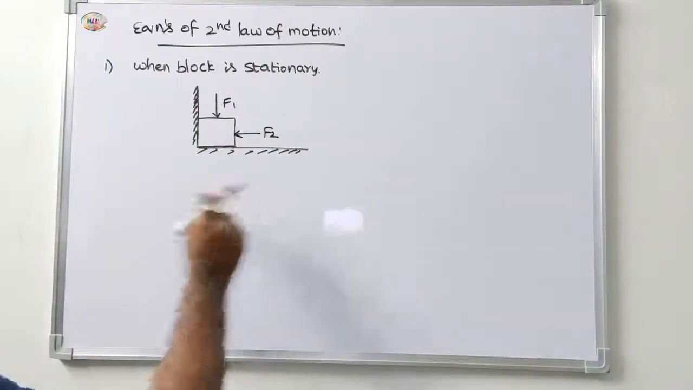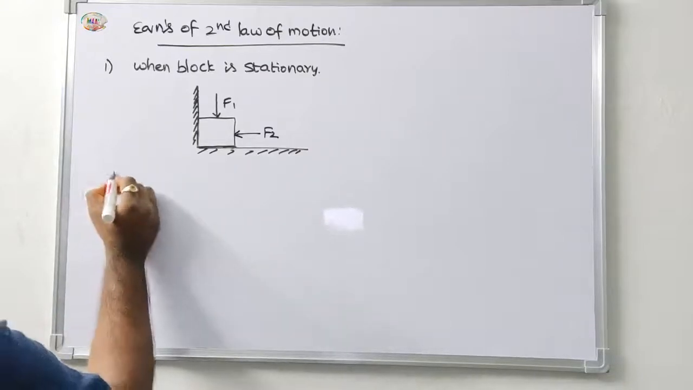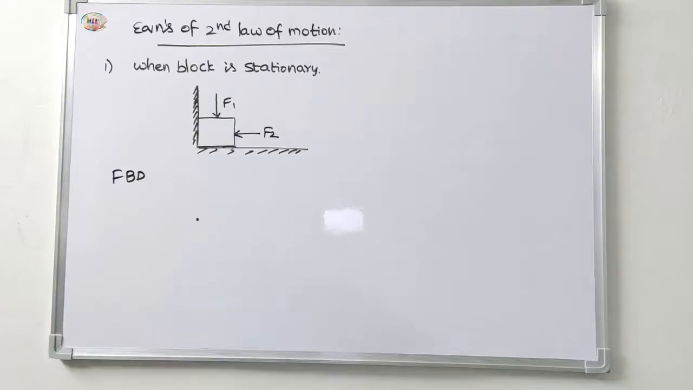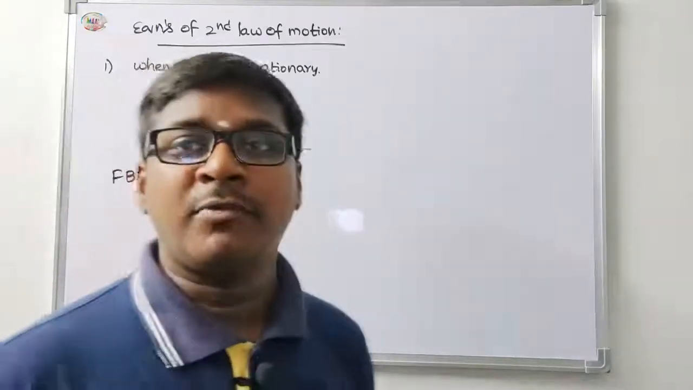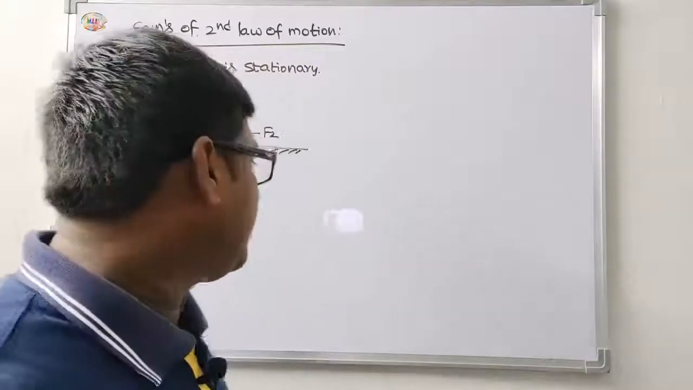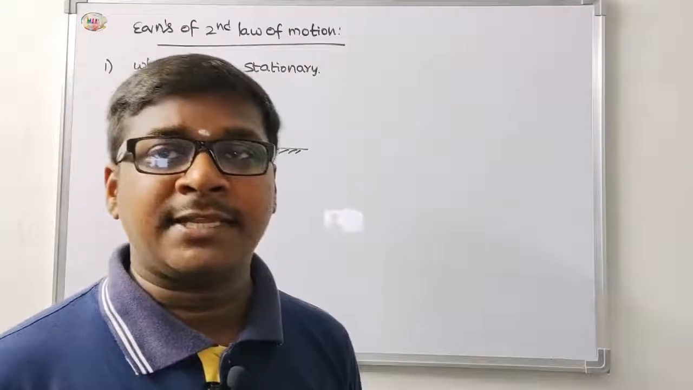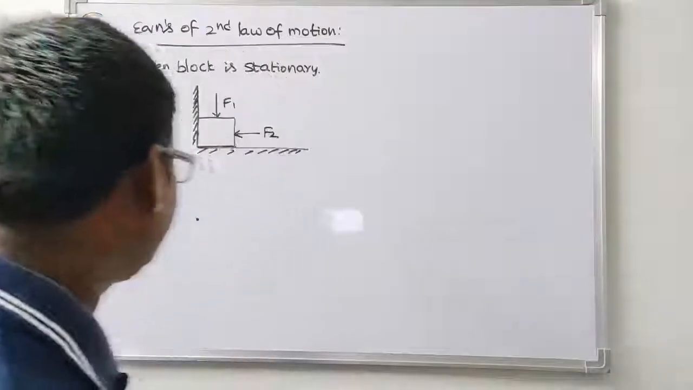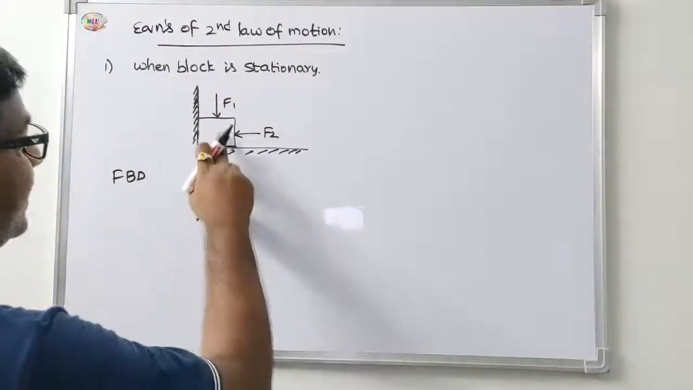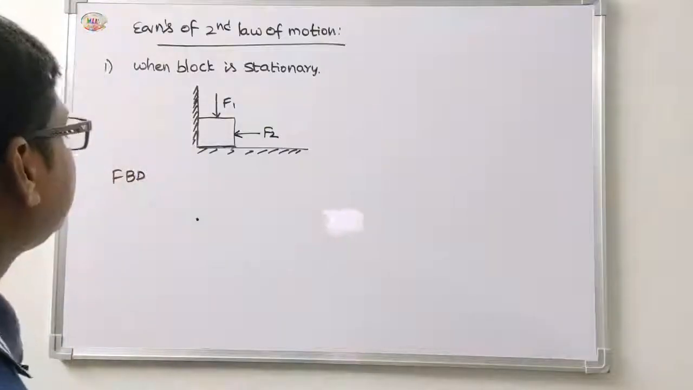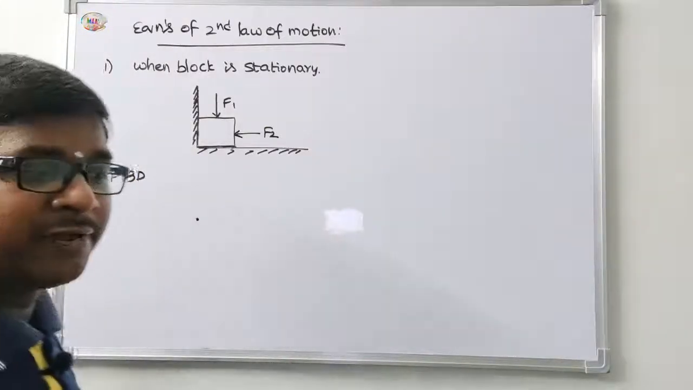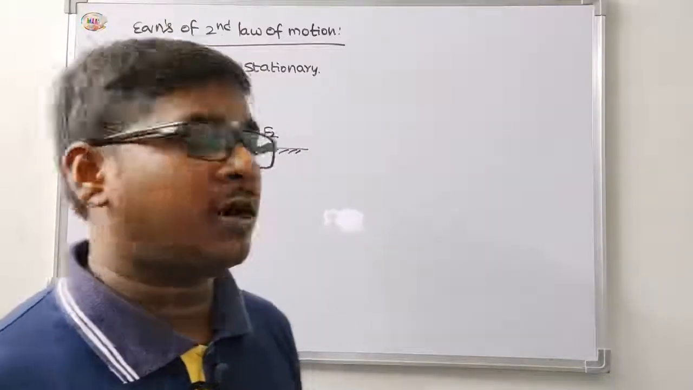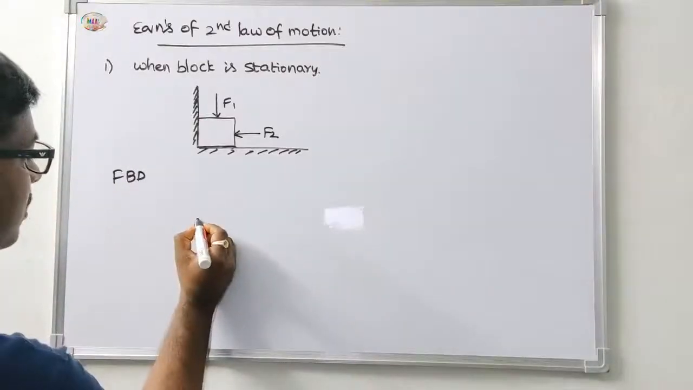First, draw the free body diagram. This is the block, the point mass. We already discussed the free body diagram in the previous session. The free body diagram is a diagrammatic representation of all forces acting on a single system or body. First, identify the system or object. This is the system or object.